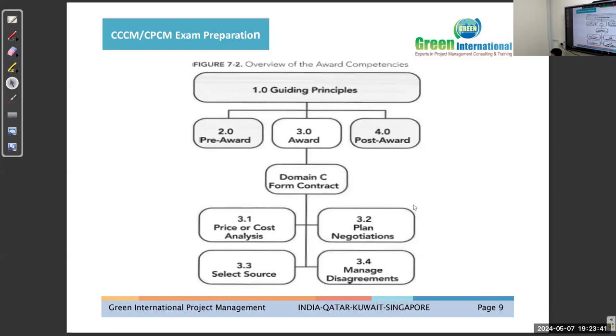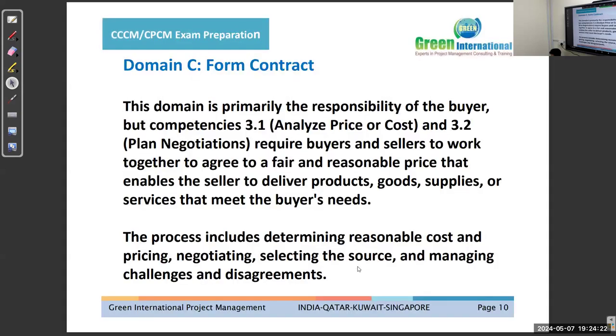This is the overview of award competencies. As you can see, previously we have gone through this, which was 2.0 award, and from here there was a branch, which was showing the entire phases of this pre-award. Now there is award, which is showing this domain C, which is form contract, and then out of this there is price or cost analysis, then there is plan negotiation 2.3.2, then there is select source 3.3, and then there are manage agreements 3.4. So these are the overview of award competencies.